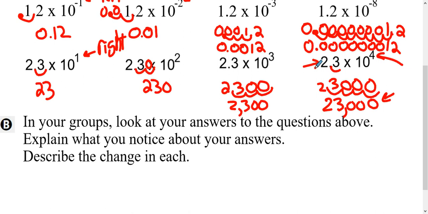All right. Explain what you notice about your answers. The positive exponents, they go to the right. The decimal goes to the right. The negative exponents go to the left.